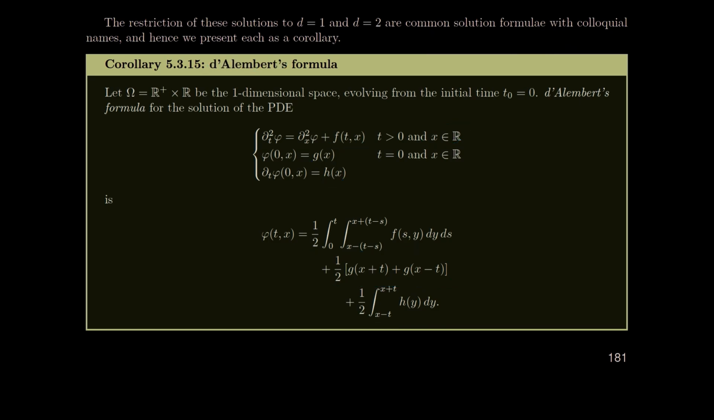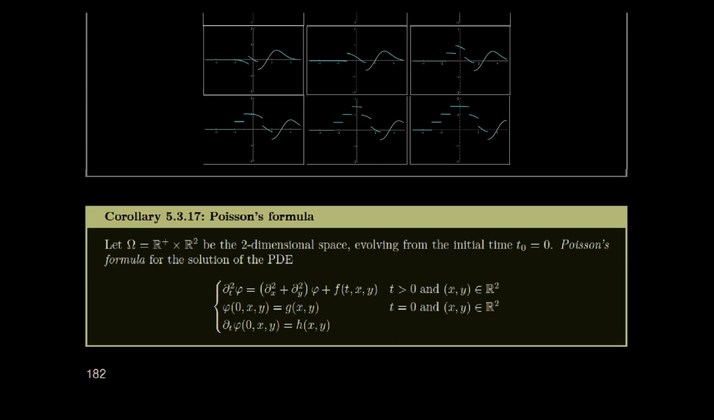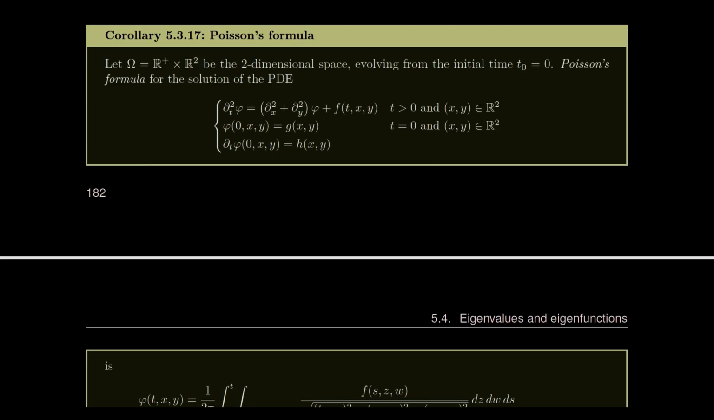It will be the unique solution to the one-dimensional wave equation where your boundary is all of R, or your domain is all of R. In 2 dimensions, I'm going to skip that really quick. In 2 dimensions, it's called Poisson's formula.